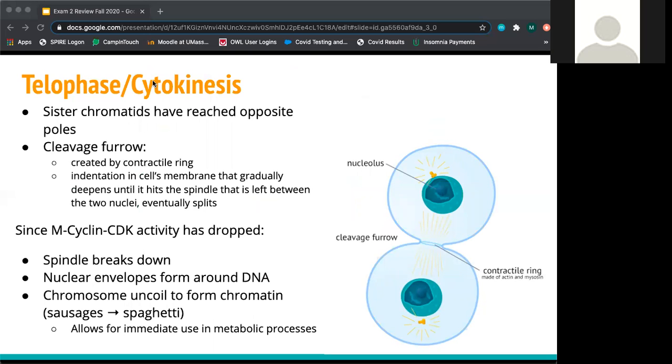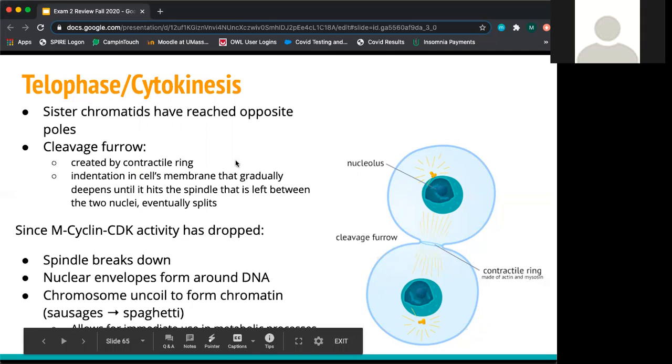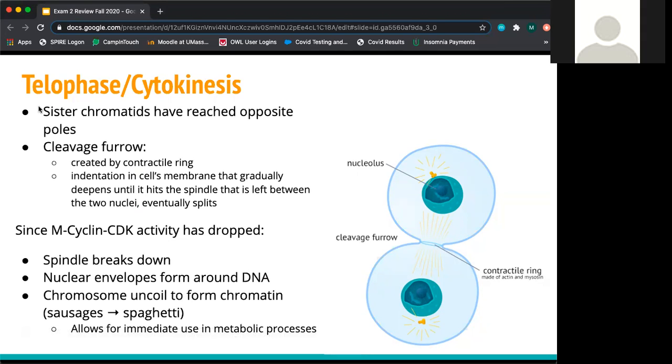Then we're going to end with telophase and cytokinesis. After anaphase, your sister chromatids have reached the opposite poles. What happens is a cleavage furrow is created by a contractile ring right there in the middle. It's an indentation in the cell's membrane that gradually deepens until it hits the spindle that's left between the 2 nuclei, and it eventually splits.